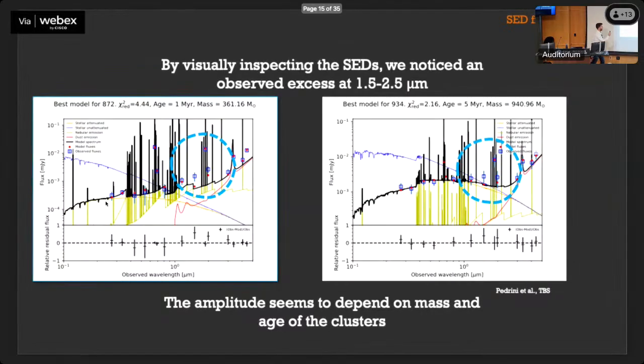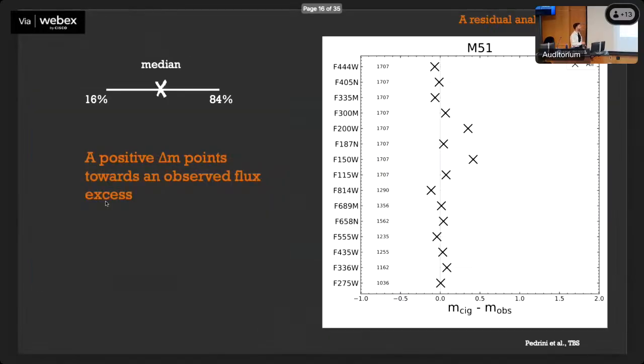And this actually seems to depend on the mass and the age of the cluster. You see that when we go to an older, more massive cluster, this seems to get lower in amplitude. We seem to have less excess. So this is an idea, but then we quantified these observations much better. Here I'm showing an example in M51. This shows all the filters, from the blue at the bottom to the red at the top. And then I'm showing you the difference between the best value from Sgr and the observation that we have.